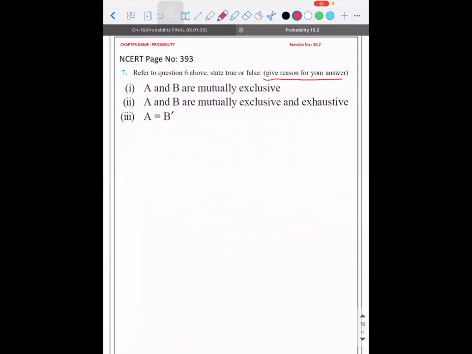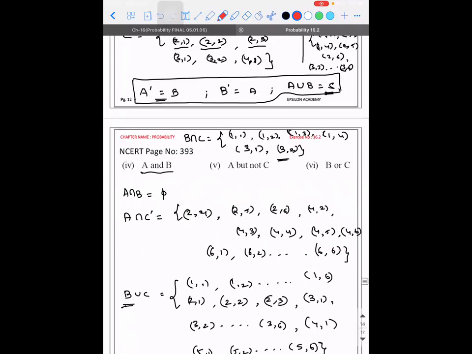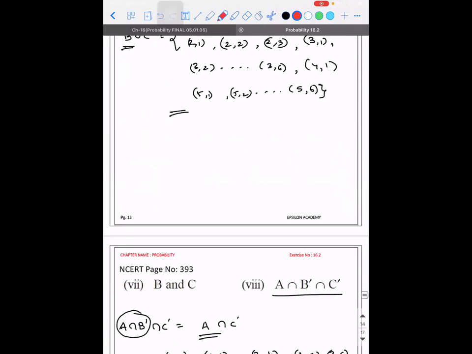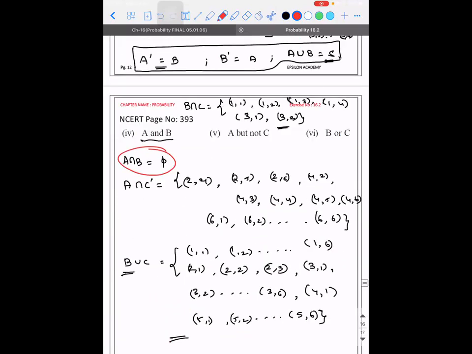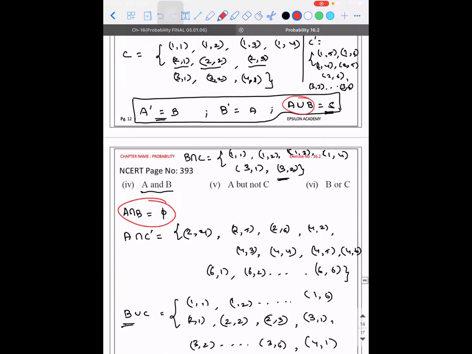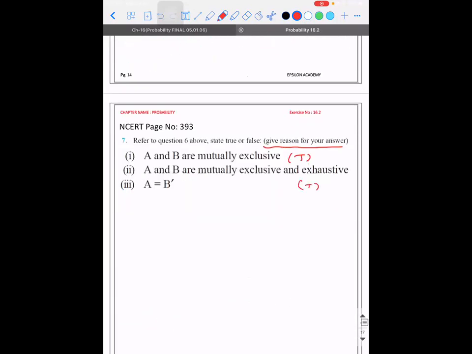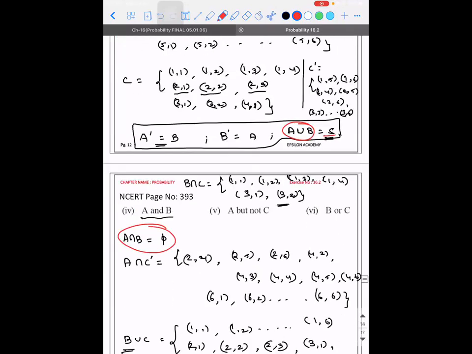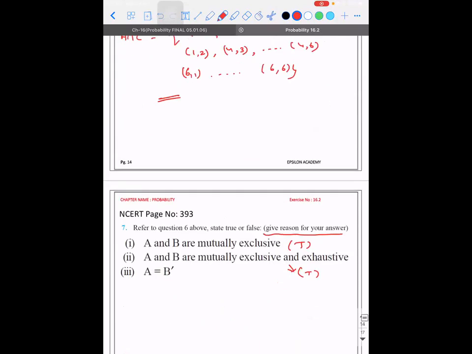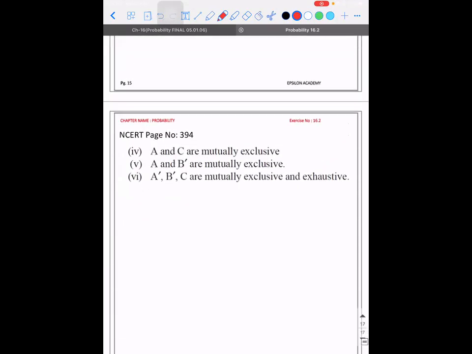Refer to question 6 above. A and B are mutually exclusive. Yes, true. A and B are mutually exclusive and exhaustive. Yes, A union B is the sample space. They are exclusive and exhaustive. True. A is equal to B dash. Yes, that is also true. So all are true. Are there any more questions? A and C are mutually exclusive.